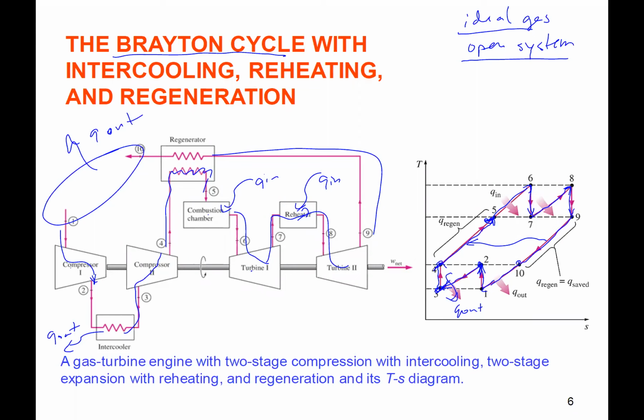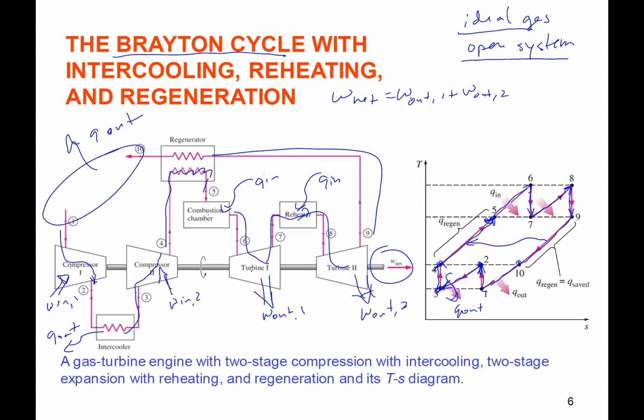So here we have work in, let's call that 1, work in 2, work out 1, work out 2. So if we wanted to figure out work net, that would be work out 1 plus work out 2 minus work in 1 minus work in 2, because we have 2 turbines, 2 compressors, right? Or if we did our boundary around the whole cycle, we can relate it to heat transfers.